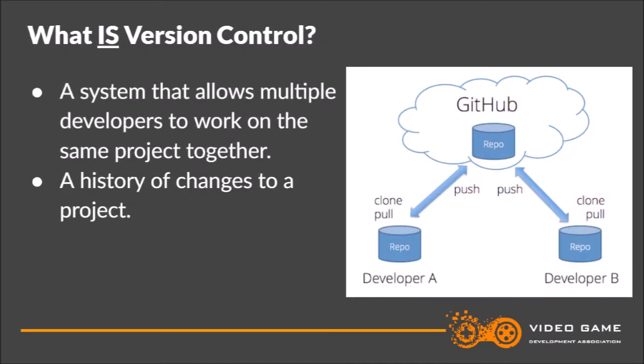Alright, to start off, let me explain what version control is. Version control is a system that allows multiple developers to work together on the same project. Basically, it allows you to share your project with the rest of your team, so if anyone makes changes to it, everyone else gets those changes. Another thing that it does, it saves a history of changes that you made to a project. So even if you're working on a solo project, it might be useful to use version control. So if you make some mistakes, you can rewind your project to a previous version.